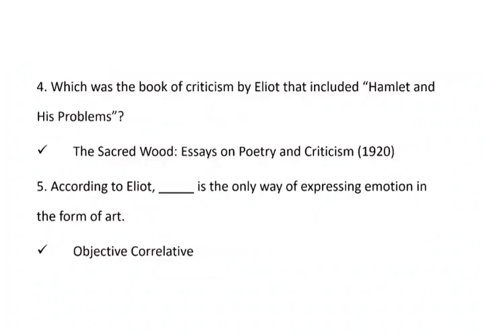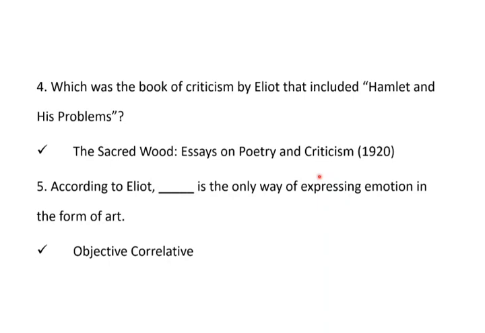Let's move on to the fourth question. Which was the book of criticism by Eliot that included Hamlet and His Problems? Look at the keyword. We have already seen that Hamlet and His Problems was published in 1919, but later it was added to a book of criticism by T.S. Eliot. This book is considered Eliot's first book of criticism. So the question can also be like, which was Eliot's first book of criticism? The name of the book is The Sacred Wood, Essays on Poetry and Criticism, published in 1920.